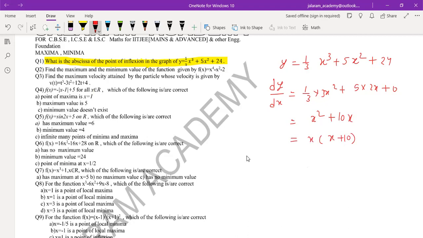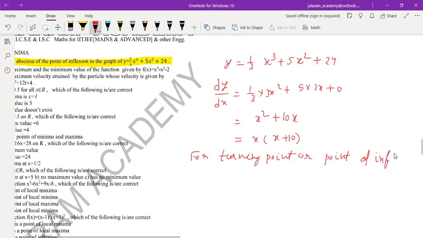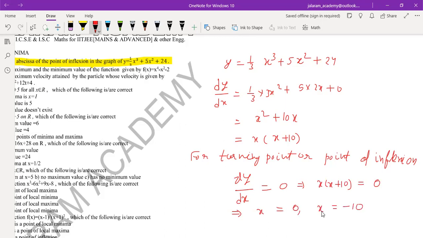So for turning point or point of inflection, what we should do? If dy by dx is 0, then the point is either the turning point or the point of inflection. So we will put x into x plus 10, the value of dy by dx, as 0. So it is producing two values of x. First is 0 and second is minus 10.